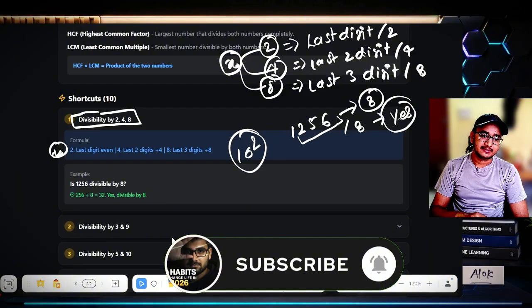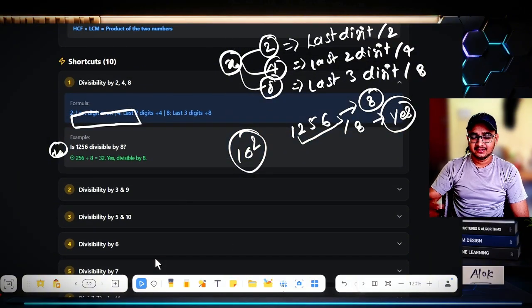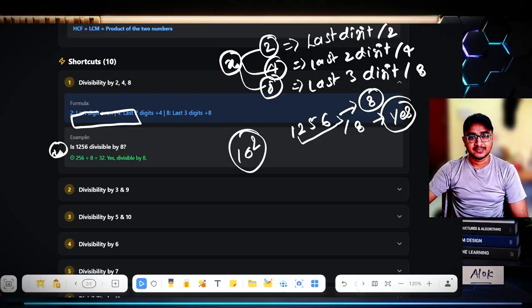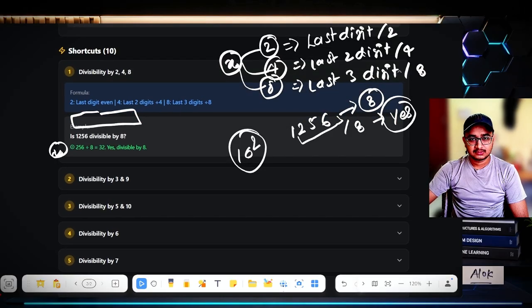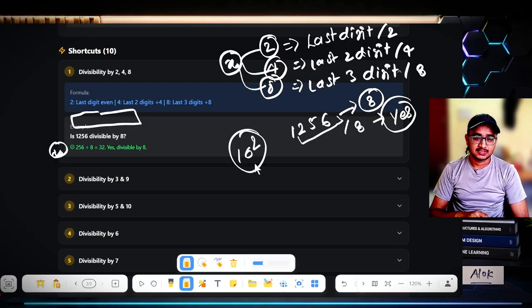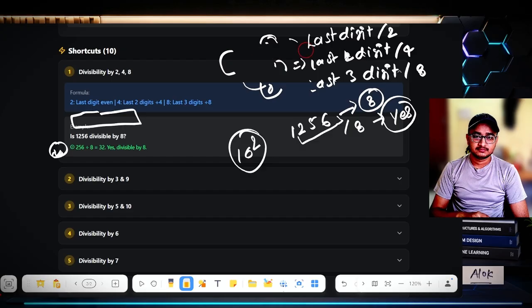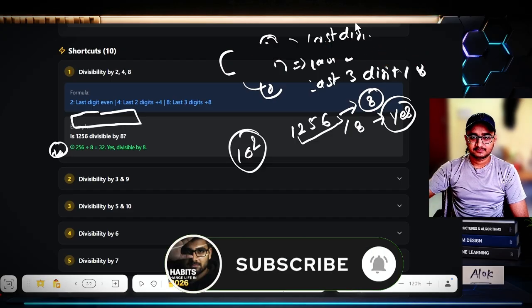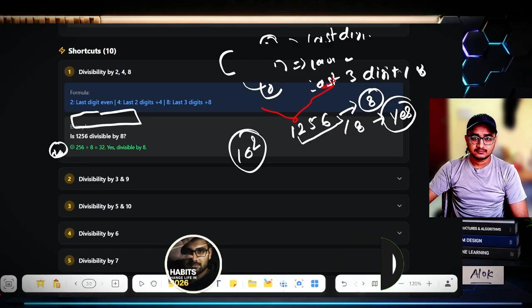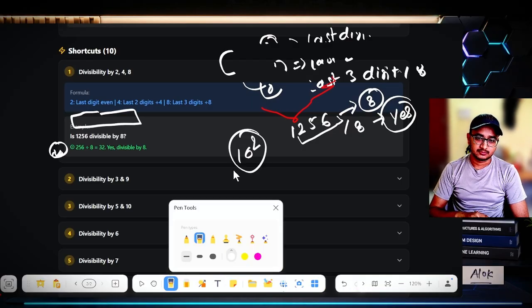So let's move ahead and understand the divisibility rule of 3 and 9. Let me erase it first. I hope you got an understanding. Let me select the eraser from here and erase it all. Give me some time.